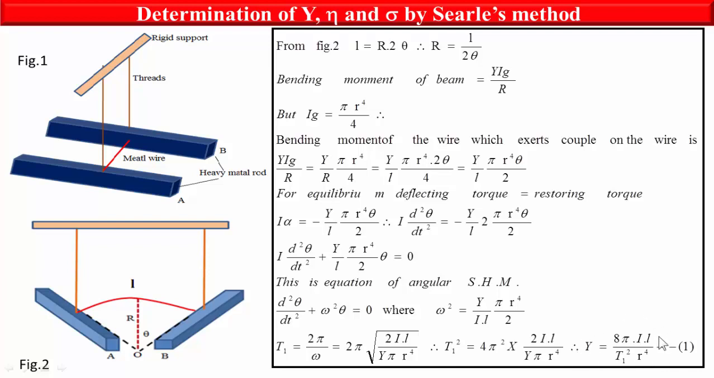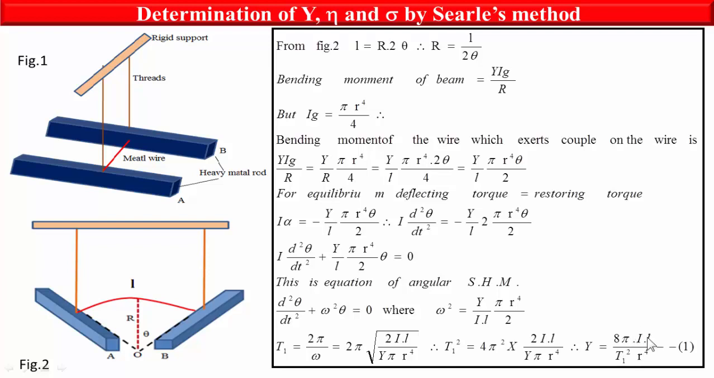So this is the expression for Young's modulus of the material of the wire. So one can very easily find out the Young's modulus by using this relation. So one should know what is the moment of inertia of the bar.